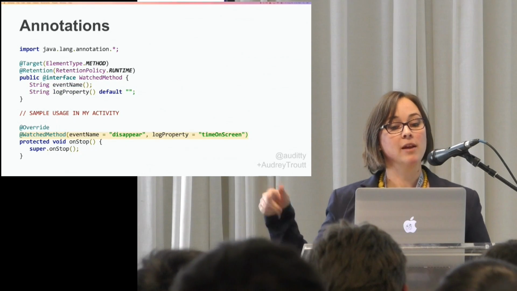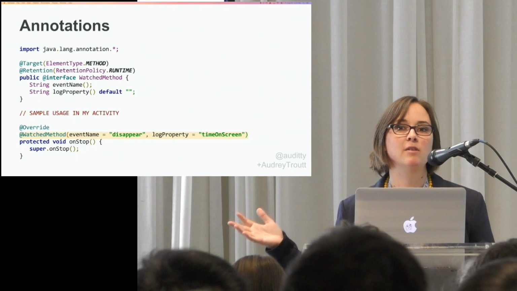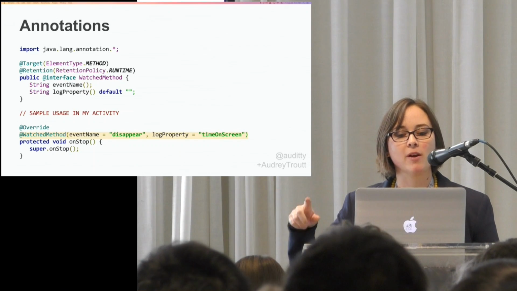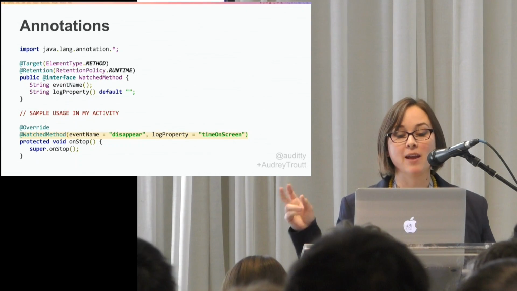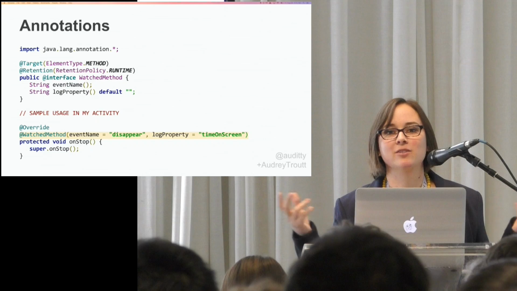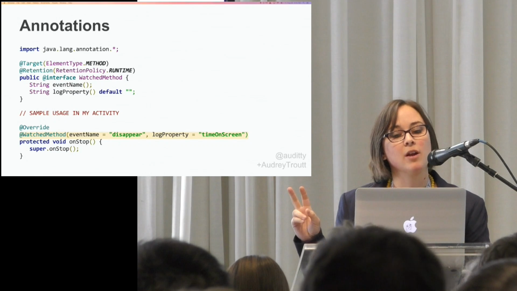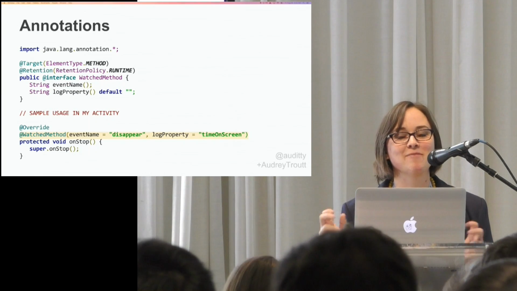And here's an example of what it might look like. Again, in my activity, maybe I wanted to annotate my onStop method as a WatchedMethod. The event name that I want to log is disappear, it's just a string. And the property that I want to log is time on screen. That may look familiar.